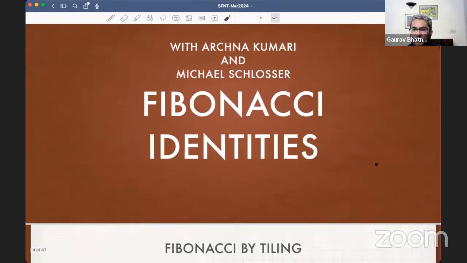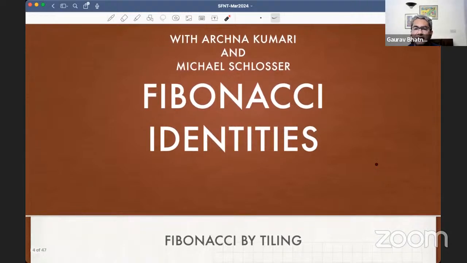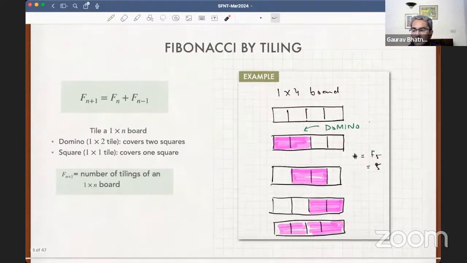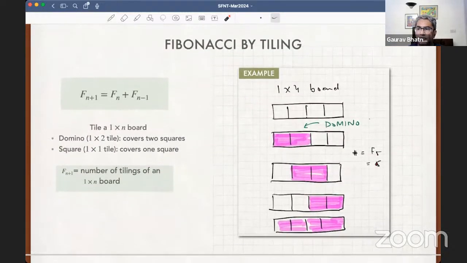So the first part is on Fibonacci identities. Again, as I mentioned, joint with Archana and Michael. And the simplest example of enumeration is the Fibonacci numbers. And the way it works is that you tile a 1 by n board with dominoes or squares. So dominoes cover two squares and tiles cover one square. And F(n+1) is the number of tilings of a 1 by n board.